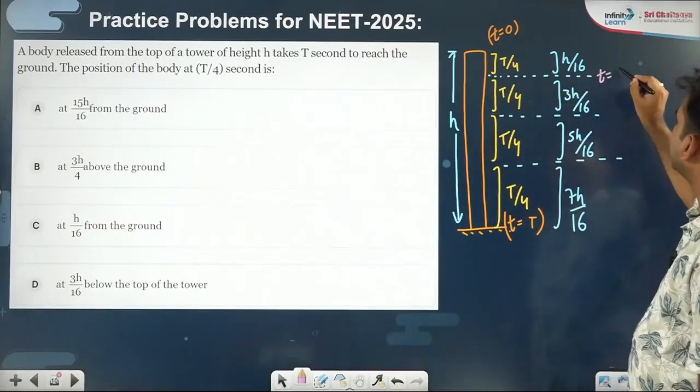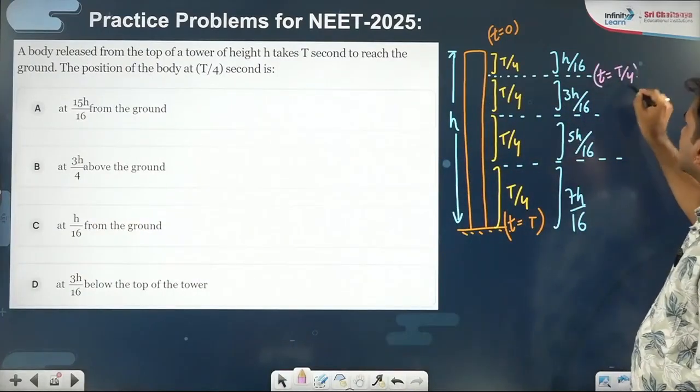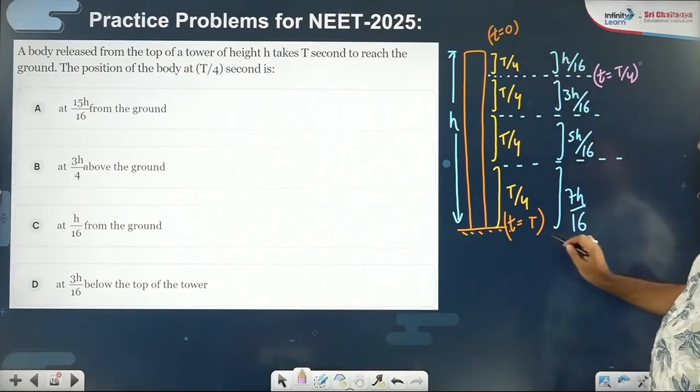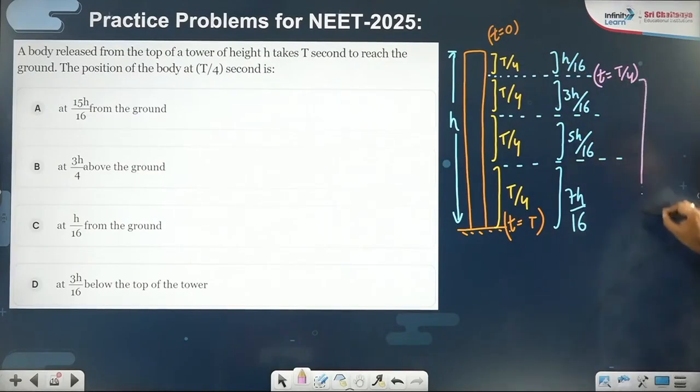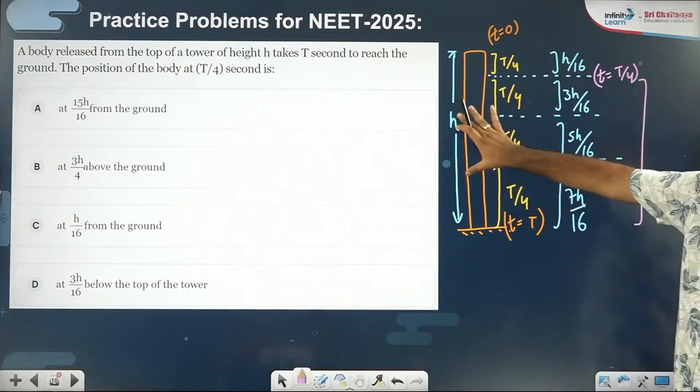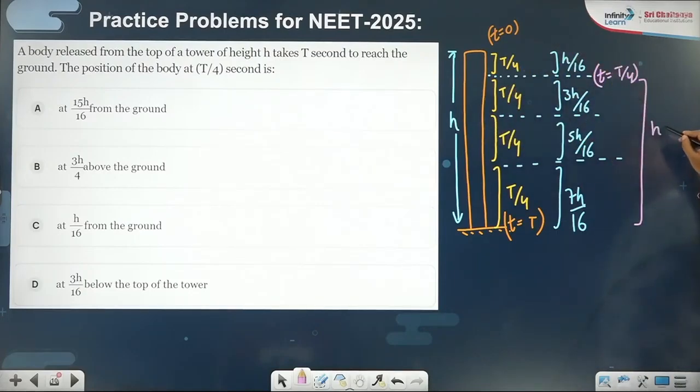This is the time at t equals t by 4 seconds. This is the time t equal to 0, t equal to t by 4, t equal to t. So what is the total height from the ground? I will say out of the h, h by 16 is gone. H minus h by 16 is equal to 15h by 16 from above the ground. 15h by 16 above the ground.